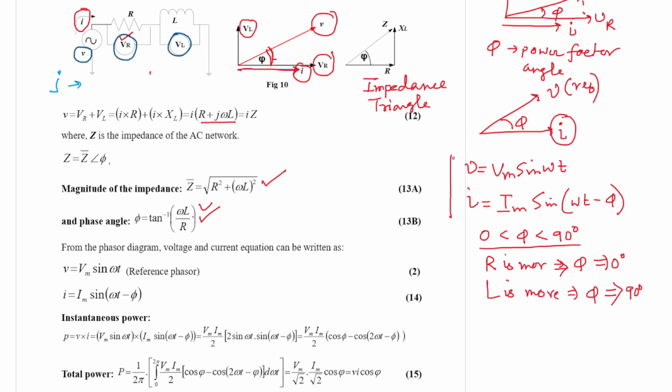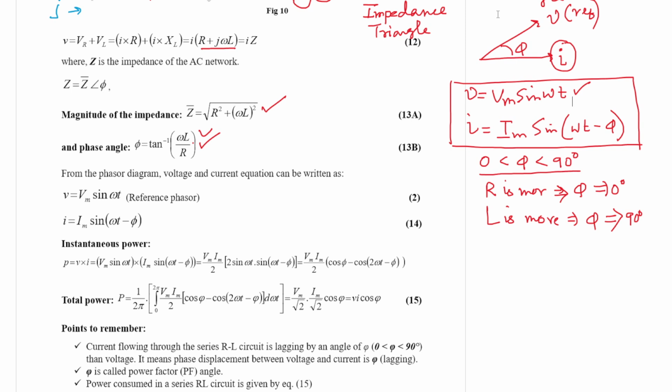But this is the overall relation of voltage and current in a series RL circuit. If V is Vm sin omega t, then I can be written as Im sin omega t minus phi. In general, a very important observation: current flowing through the series RL circuit is lagging by an angle of phi. It means the phase displacement between voltage and current is phi. What is that displacement? It is always lagging because current is lagging.